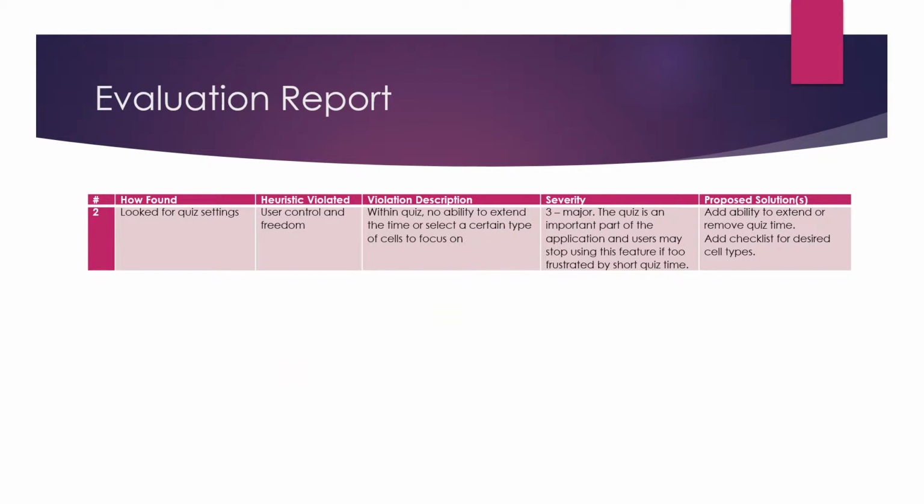My second issue that I found with this app is when I was looking in the quiz settings, you can't extend the quiz time. You also can't select a certain type of cell to focus on. So like if you only want to look at erythrocytes, which are red blood cells, you can't filter the quiz for that. You also can't extend your time or remove the timing. I think this would be really hard maybe for somebody who is a new tech, or if maybe English is not their first language. Because the quiz timing is really, really fast, I think that it would be really nice to have the ability to extend that or to filter the quiz.